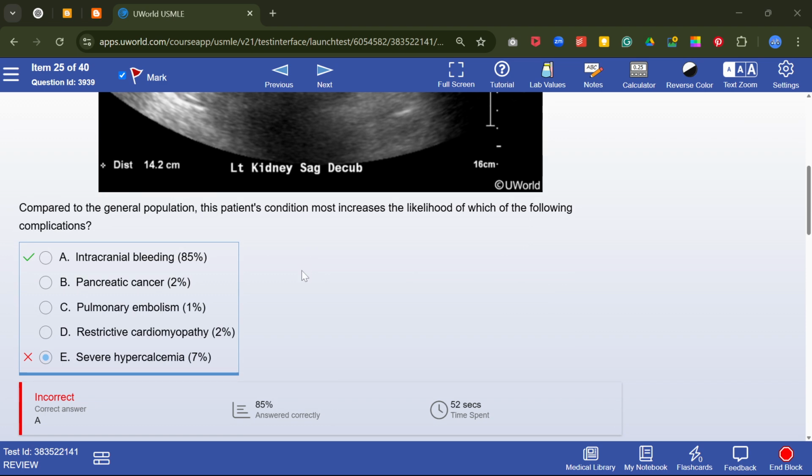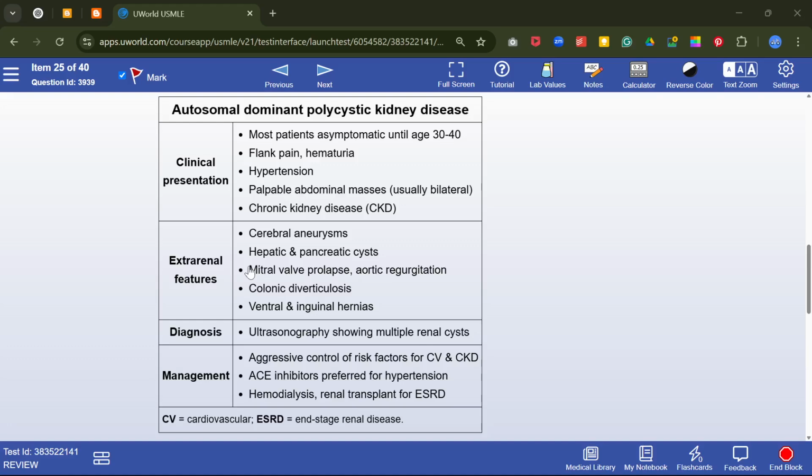As a complication, it can cause intracranial bleeding. Looking at this box, for clinical features, most patients are asymptomatic until age 30 to 40. There may be flank pain, hematuria, hypertension, palpable abdominal masses, usually bilateral, and there may be CKD, chronic kidney disease, and extrarenal features like cerebral aneurysm. There may be hepatic or pancreatic cysts, cardiac valve disease like MVP, AR, mitral valve disease, and aortic root dilatation. There may be colonic diverticulosis, and ventral and inguinal hernia can happen.